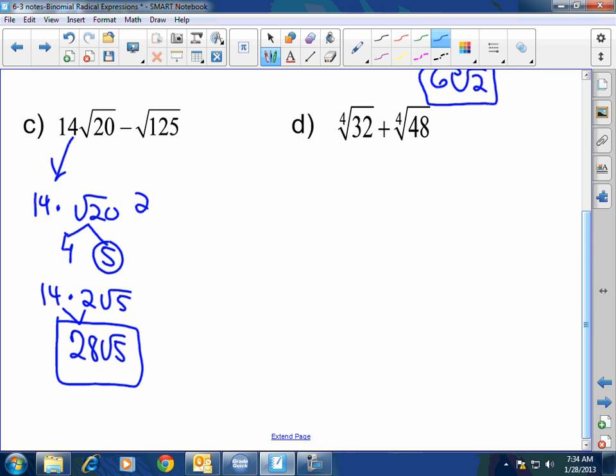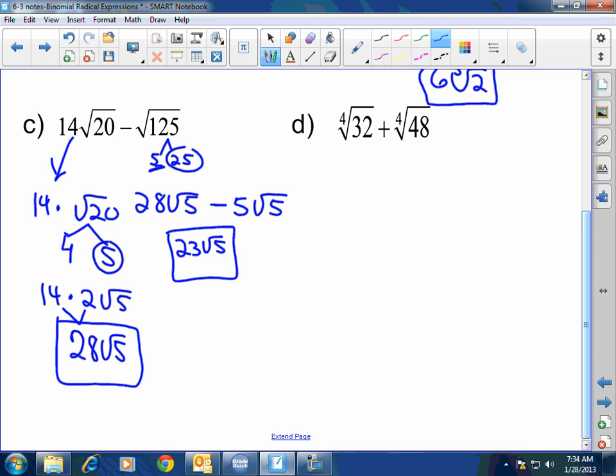Minus now, so you have 28 square root of 5 minus, well, 125 is 5 times 25. Square root of 25 is 5, so bring that out, and I have a square root of 5 left over, this guy. So 28 square root of 5 minus 5 square root of 5 is 23 square root of 5.